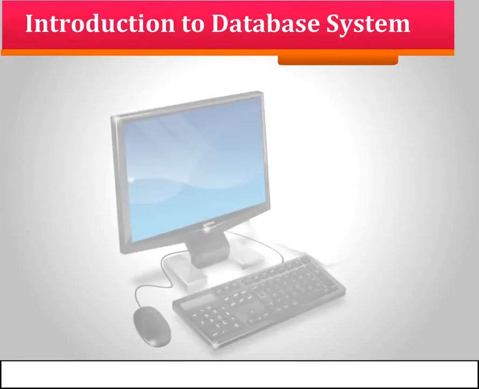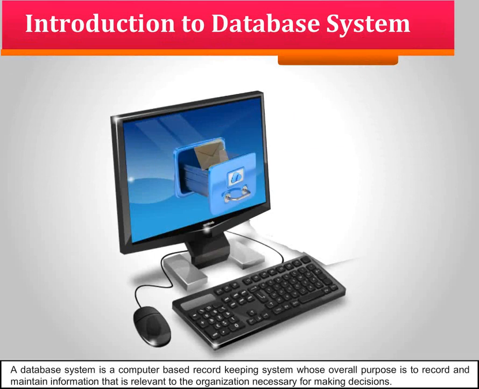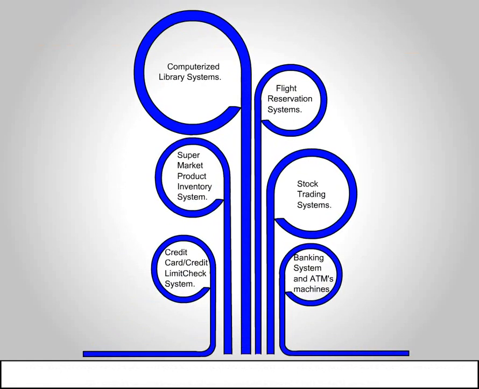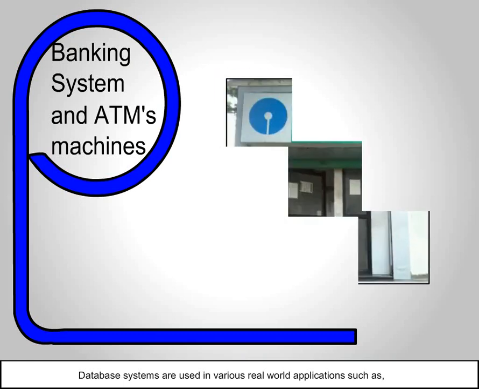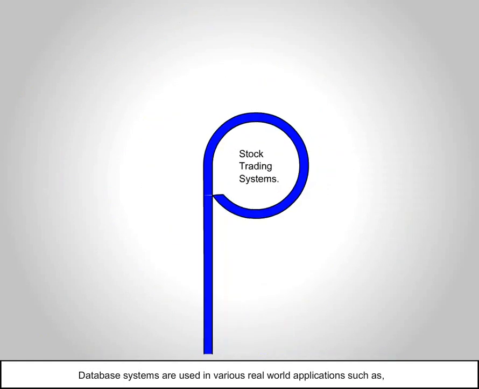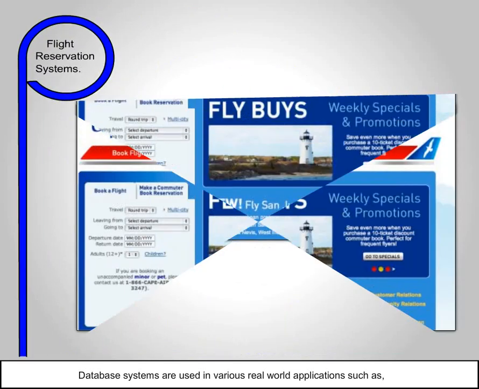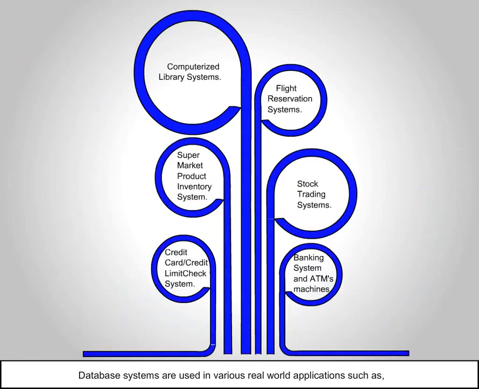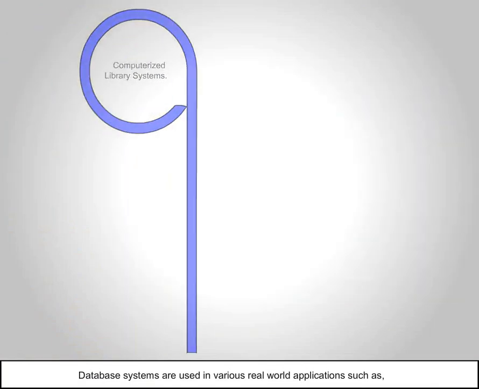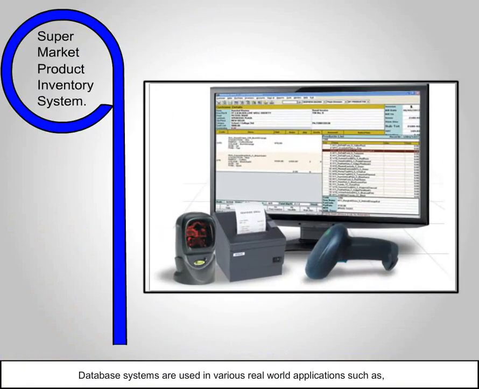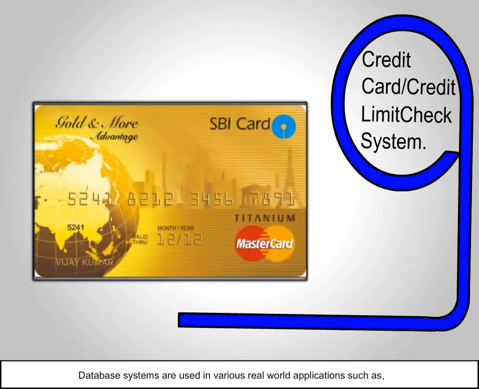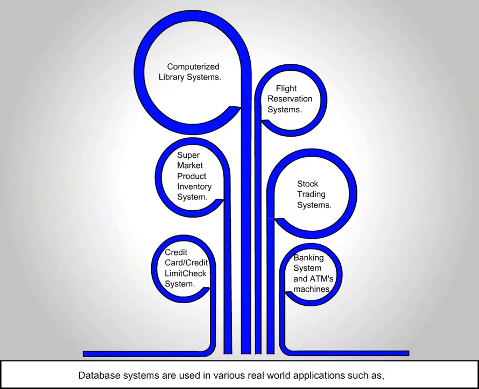Introduction to database system. A database system is a computer-based record-keeping system whose overall purpose is to record and maintain information that is relevant to the organization necessary for making decisions. Database systems are used in various real-world applications such as banking system and ATM machines. Stock trade.